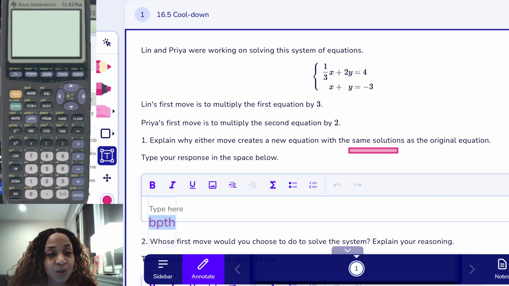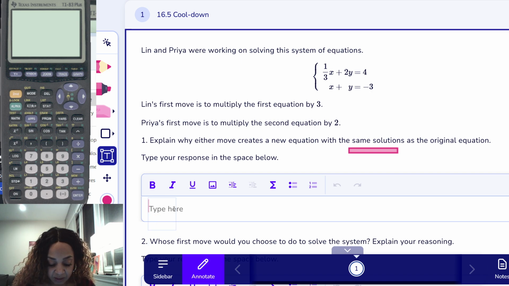What's important to note here, guys, is that it doesn't matter what number you choose to multiply by, as long as you multiply each and everything in that equation by that number, the resulting equation is going to have the same solutions as your original equation. So in this case, either student's work would be correct. So question number 1 says, explain why either move creates a new equation with the same solutions as the original equation.